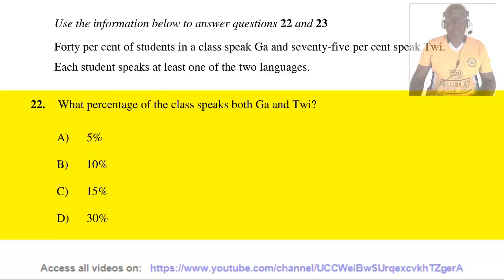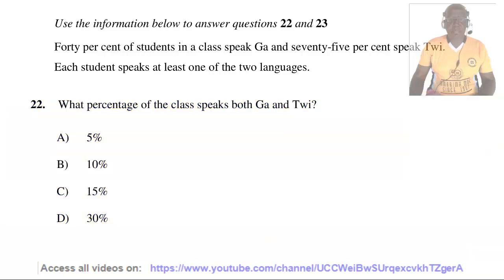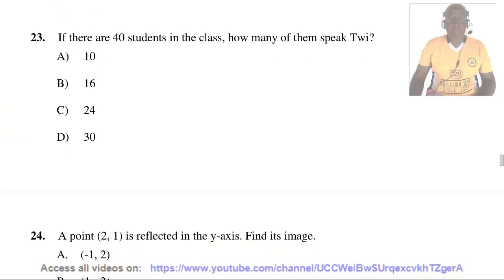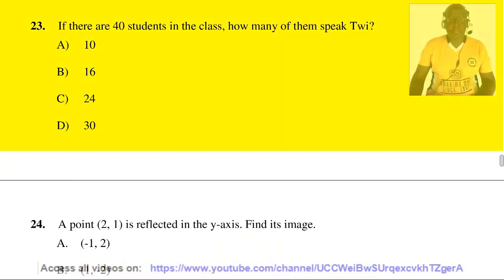Possible answers. A. 5%. B. 10%. C. 15%. D. 30%. Question 23. If there are 40 students in the class, how many of them speak JE? Possible answers. A. 10. B. 16. C. 24. D. 30.